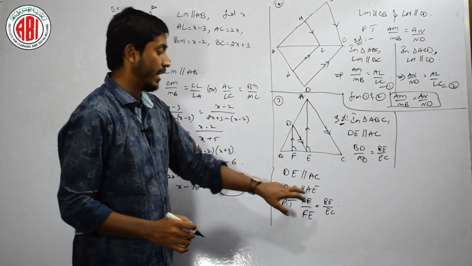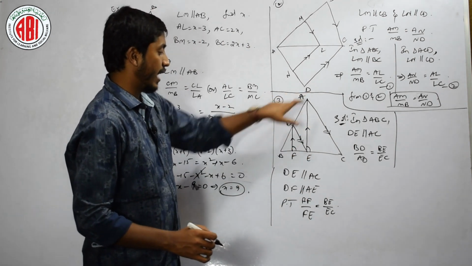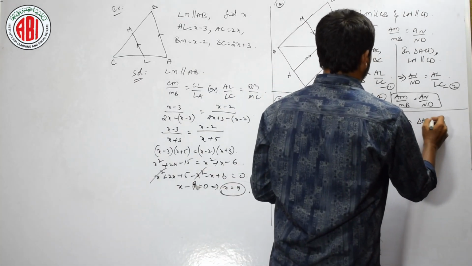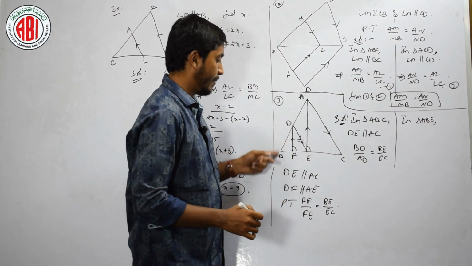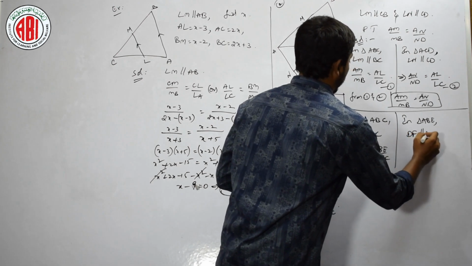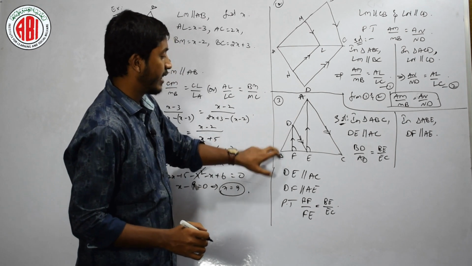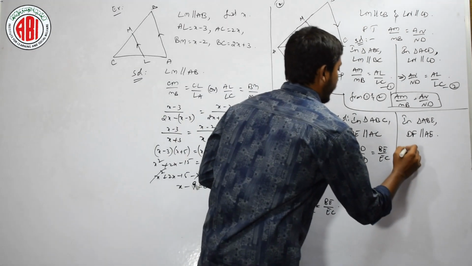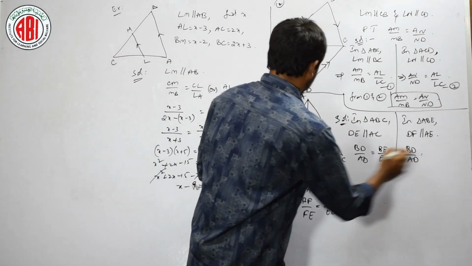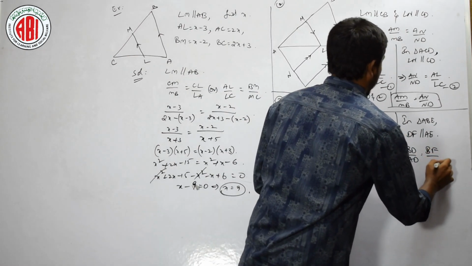What is the second condition? DF is parallel to AE. In which triangle? That is ABE. Again, in triangle ABE, see here, DF is parallel to AE, right? Now see here, what is the condition? BD by AD is equal to, here, BF by FE.